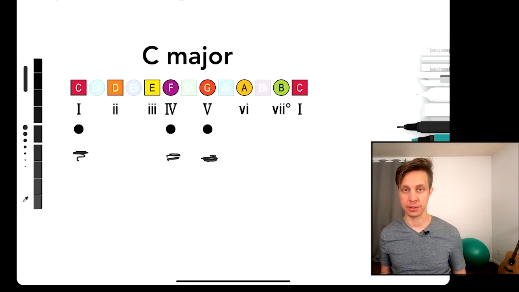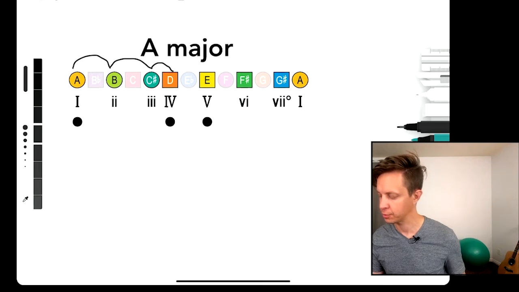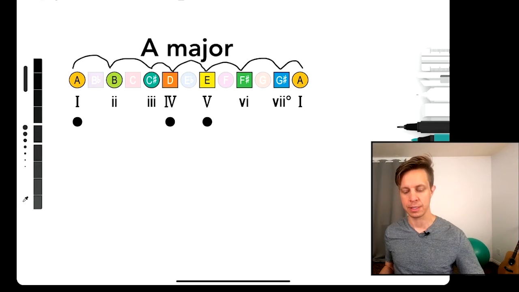Now, we're starting on C in this example, but we could play this same pattern, the 12-bar blues, in any key. So instead of starting on C, let's say, for example, that we start on A. You can see it's the same pattern of whole steps and half steps that forms the underlying A major scale. So it's A, B, C sharp, D, E, F sharp, G sharp, A.